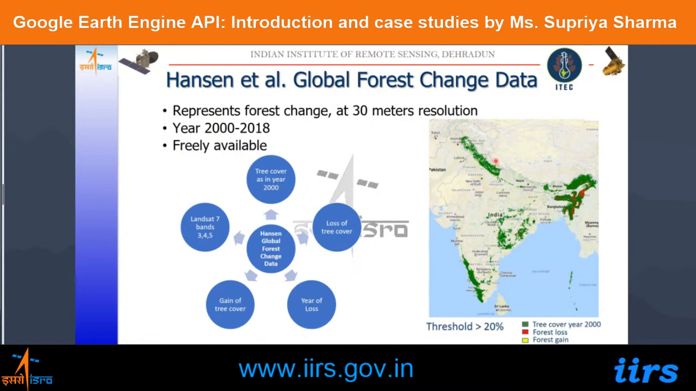On your right, you can see that this is India and the Hansen forest cover dataset applied over this. The green areas indicate the presence of forest. This is the base data from the year 2000. The red patches indicate the areas where the forest has been lost. So we can see ample forest cover loss in the northeastern part of the country. So this is the user interface of the map.